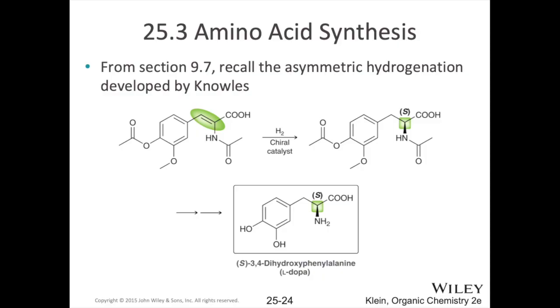If we remember back in chapter 9, we talked a little bit about asymmetric catalysis, and Knowles's catalyst is one that does that. You can take this alkene over here and add hydrogen across it, but specifically add it to one side. That's what causes this configuration alone to be formed. So you get the S enantiomer, not the R enantiomer. Of course, you can then take that product and convert it into the corresponding amino acid.